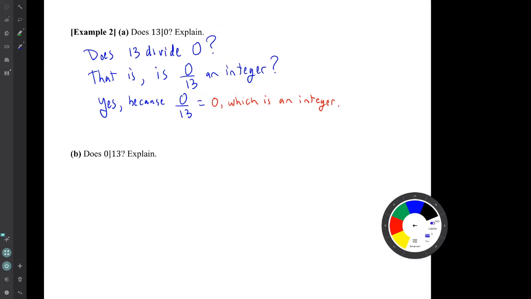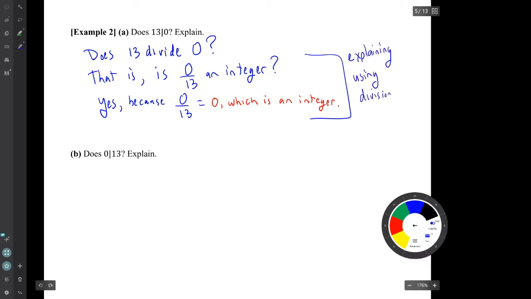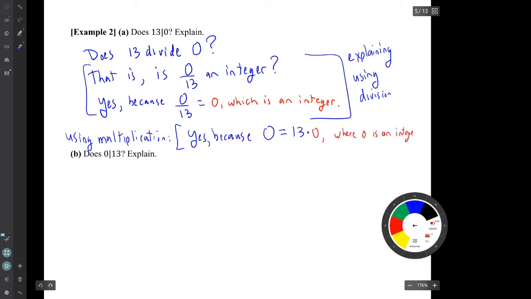So this whole explanation here involves division. We can also explain using multiplication. So the explanation is, the answer is yes, and it's because 0 equals 13 times 0. And notice that I've color-coded this, and I've actually said some more words beyond what I just spoke just then. The explanation is yes, because 0 equals 13 times 0, where 0 is an integer.